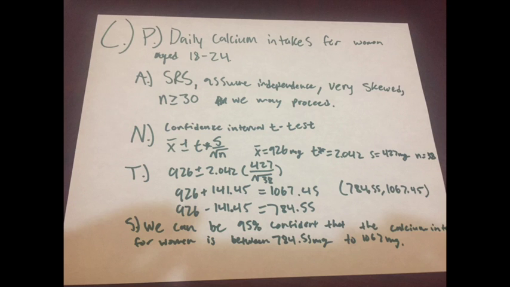Part C, find a 95% confidence interval for the mean. So a confidence interval means to do PANTS. So the parameter was daily calcium intakes for women aged 18 to 24. The assumptions, we can assume that it's a random sample. We can assume independence. It's very skewed to the right. N is greater than 30, and so we can proceed.